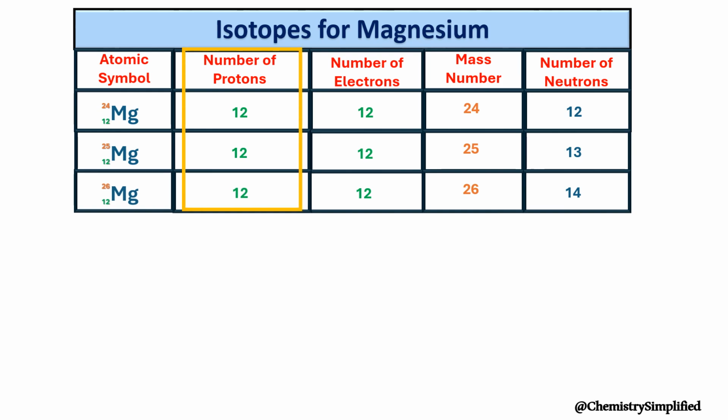Now, as you can see, the number of protons remains the same because the definition of an isotope is atoms of the same element having the same number of protons because the atomic number is the same, but the number of neutrons should be different. Why? Because the mass numbers are different. So the number of protons is the same, 12. Number of neutrons, on the other hand, are different. We have 12, 13, and 14. Why? Because the mass number is different. So that's the definition of an isotope: atoms of the same element having different numbers of neutrons.